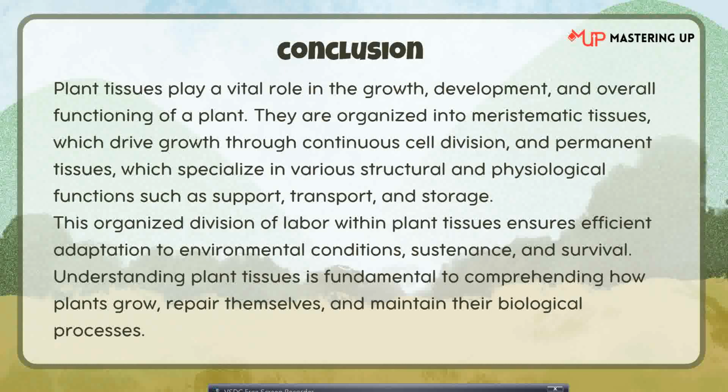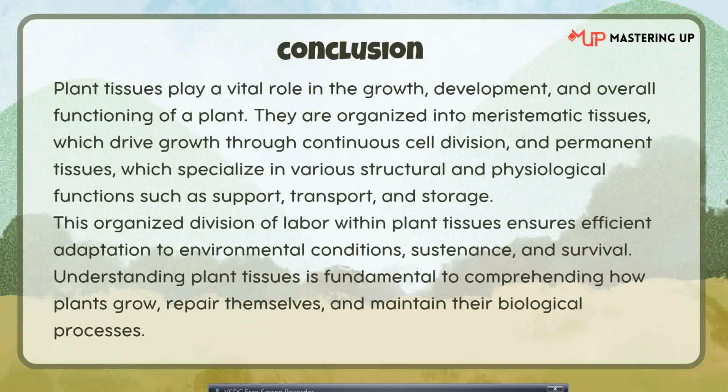Plant tissues play a vital role in growth, development, and overall functioning of the plant. They are organized into meristematic tissue, which drives growth through continuous cell division, and permanent tissue, which specializes in various structural and physiological functions such as support, transport, and storage. This organized division of labor within the plant tissue ensures efficient adaptation to environmental conditions and survival. Understanding plant tissues is fundamental to comprehending how plants grow, repair themselves, and maintain their biological processes.